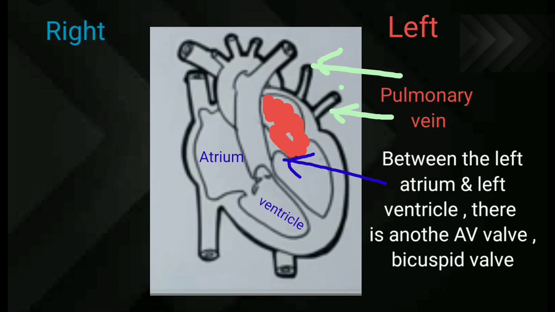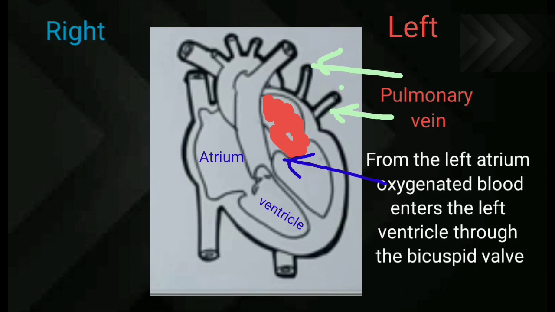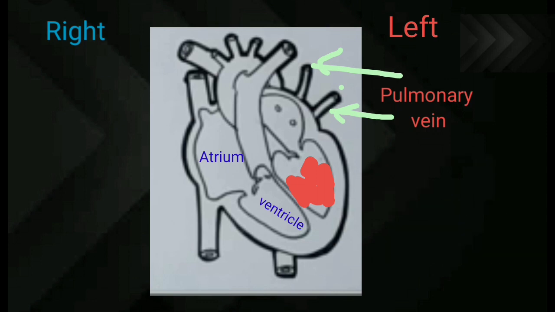So through this bicuspid or the mitral valve, the oxygen containing blood will enter the left ventricle. So the left ventricle is full of oxygenated blood. Now from where should this oxygen containing blood go? With your common sense, you can make out now that since oxygen is needed by the body parts, it should go to the body parts.